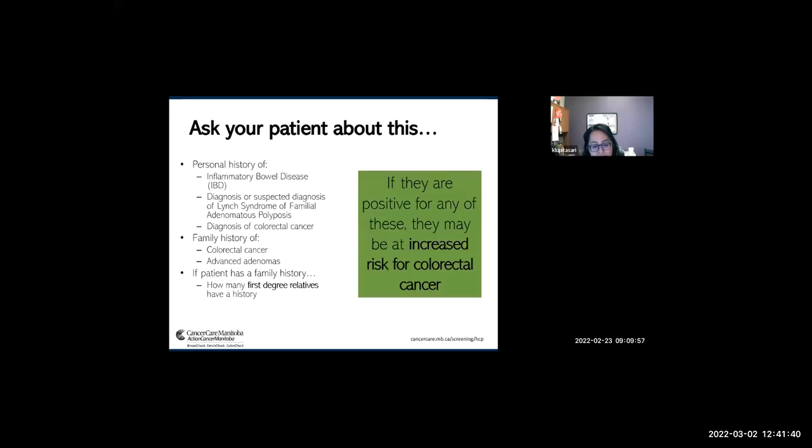I find that it is helpful in my practice when screening for patients with increased risk of colon cancer to ask some specific questions. First, from their personal history, do they have inflammatory bowel disease? Were they ever diagnosed or suspected of having Lynch syndrome or familial adenomatous polyposis? Or do they have a personal history of colorectal cancer? And now from their family history, do any family members have CRC? And if yes, how many of them? And also ask their age of diagnosis. If they are positive in any of these, they're considered increased risk for colorectal cancer.